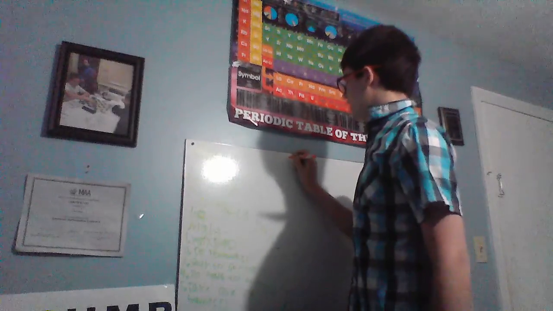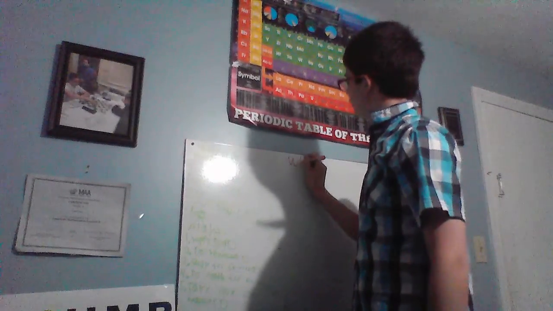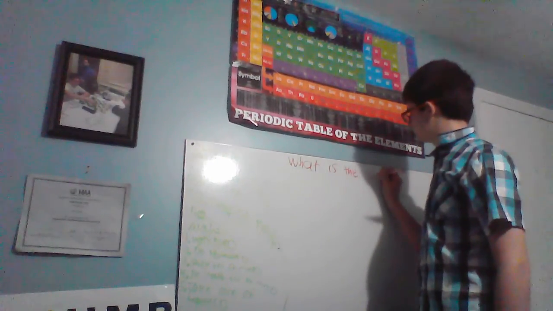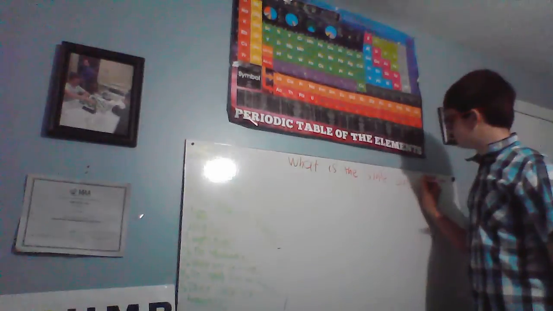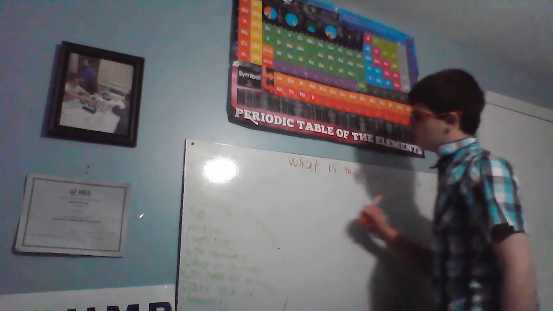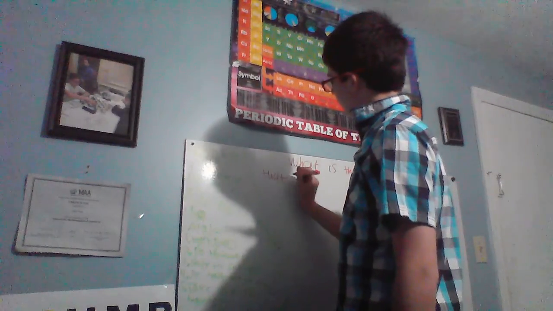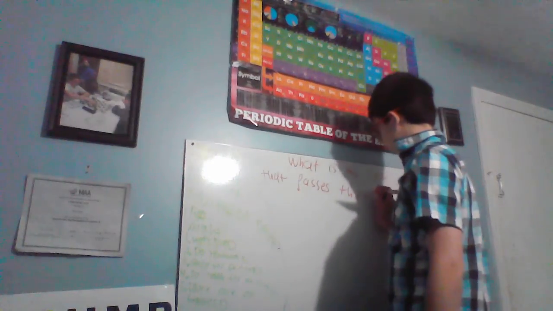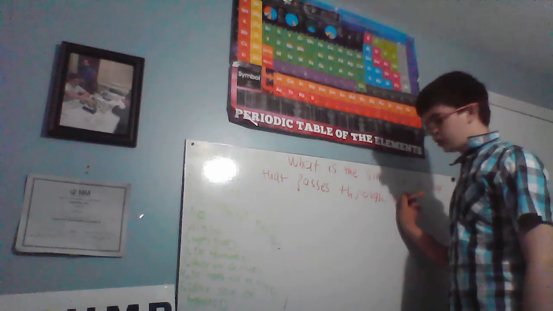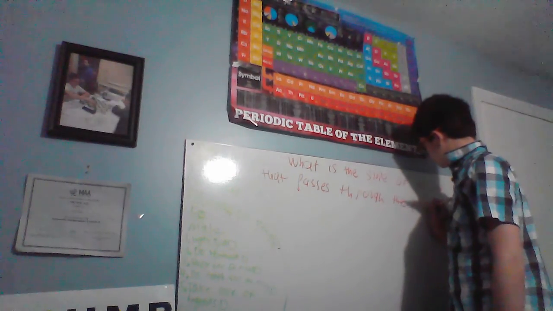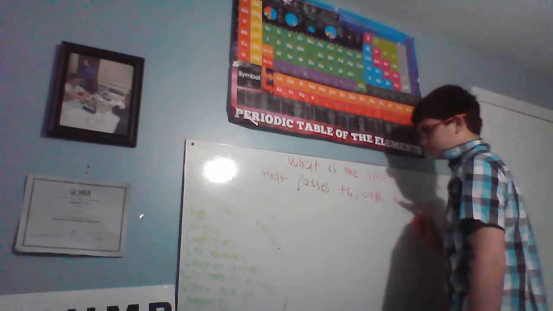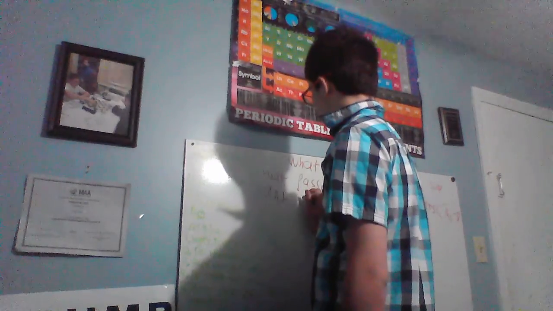So how do we find slope? You can ask the question, what is the slope of a line that passes through the points (4, -3) and (6, 8), right?